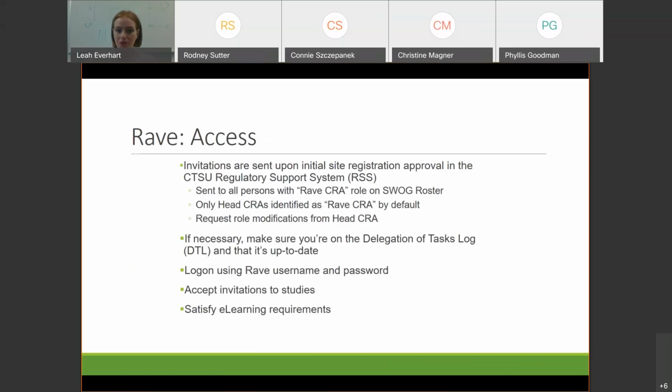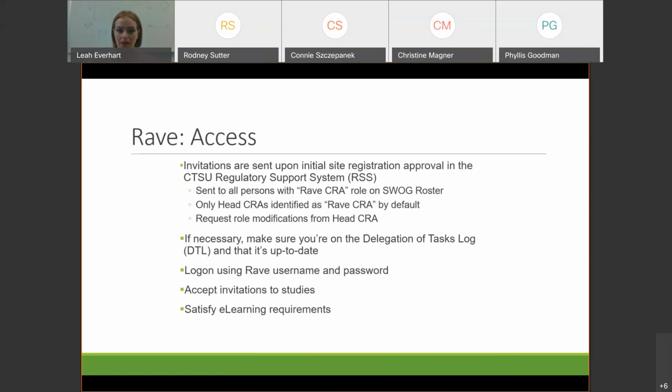When a site is approved for registration to a study in the CTSU regulatory system, people in the SWOG roster with the role of RAVE CRA will be sent an invitation to join that study. If you're not getting invitations, you should contact your head CRA to make sure that you're set up as a RAVE CRA.